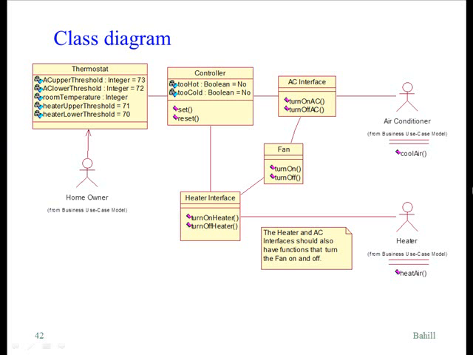I think we stopped somewhere here. We're discussing the class diagram. Any questions on class diagrams in general?